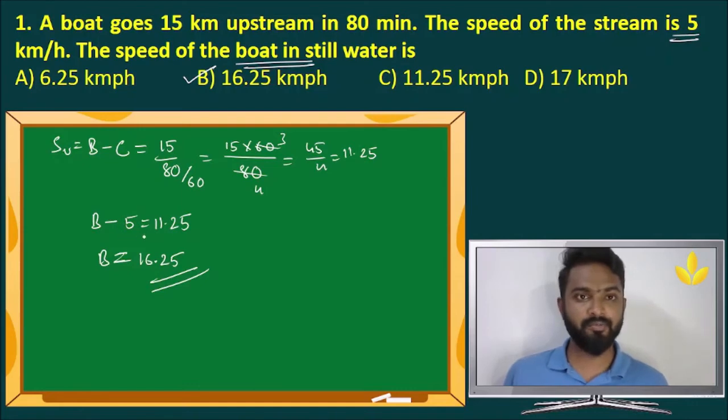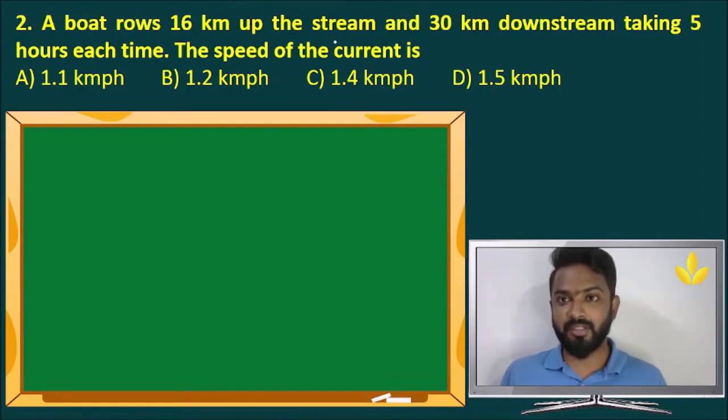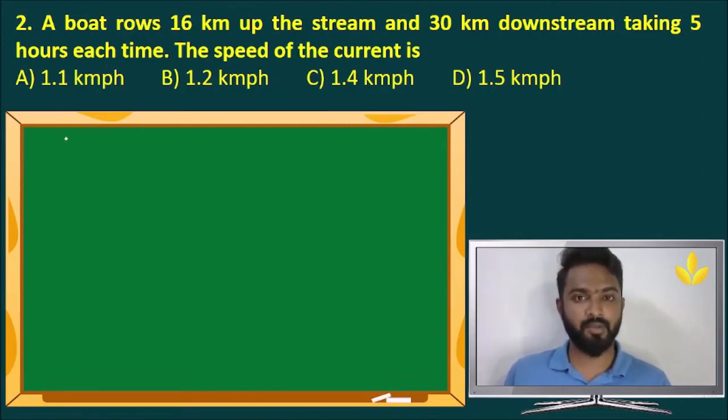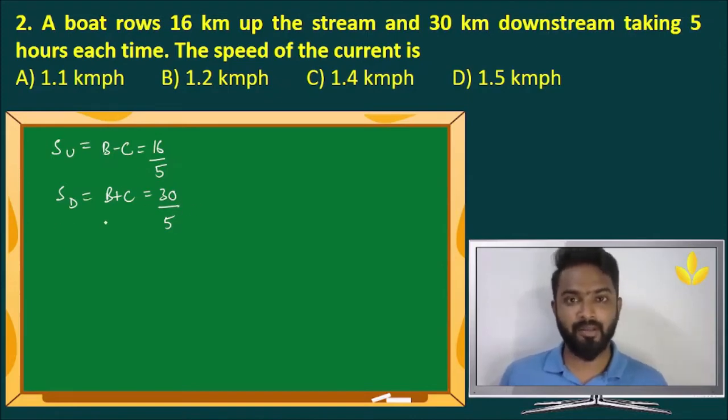Let's move on. A boat rows 16 kilometers up the stream and 30 kilometers down the stream, taking 5 hours each time. Okay, so speed upstream equals b minus c, that is equal to 16 by 5, and speed downstream is nothing but b plus c, that is equal to 30 by 5. I'll not reduce this to 30 by 5 equals 6. You'll see why.